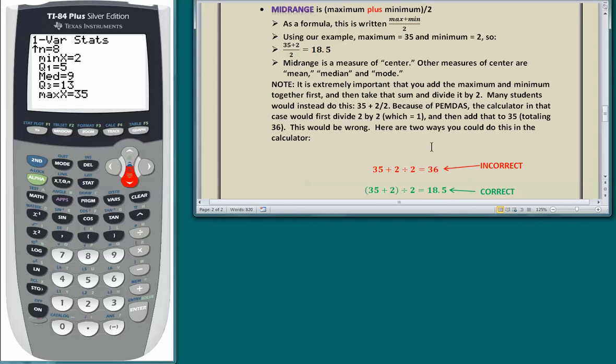Let's make it much more dramatic here. What's the wrong way to do it? What's the right way to do it in the calculator? This is incorrect. 35 plus 2 divided by 2 equals 36. In this case, the calculator will do the division first, and then do the addition. This is the correct way. If you want to do it all in one step in the calculator, you can, but put parentheses around the 35 plus 2 so that the calculator will do that first, and then divide by 2 and get the correct answer.